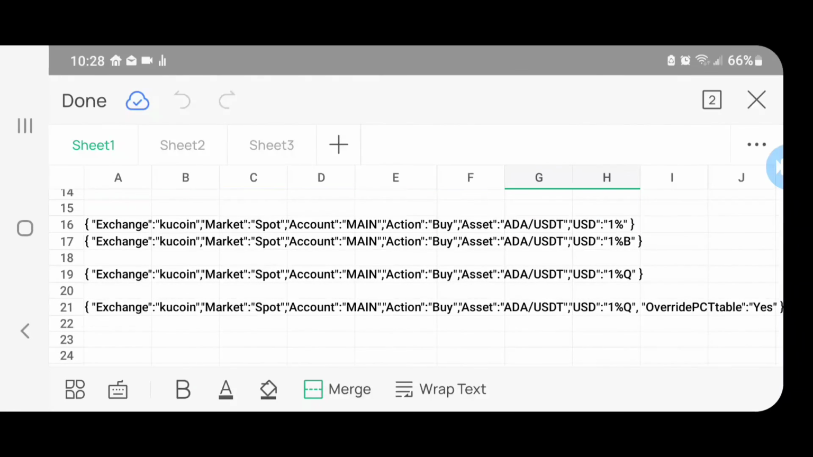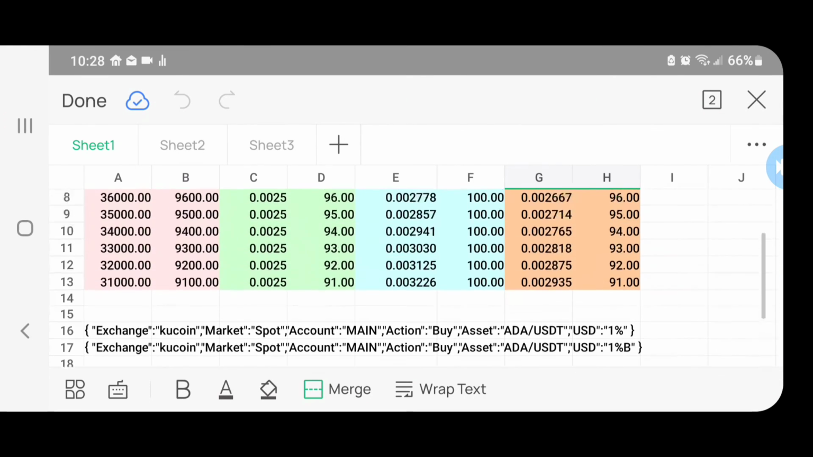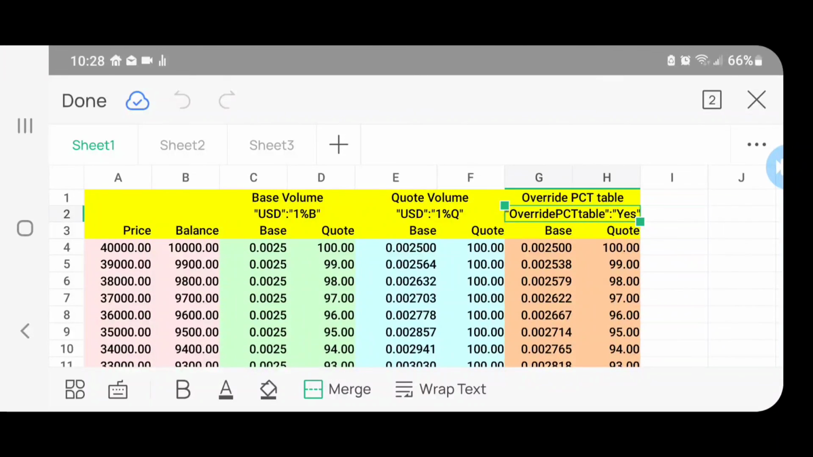So as you can see, this process is very easy and it really does work very well for whatever principle you want to trade on.